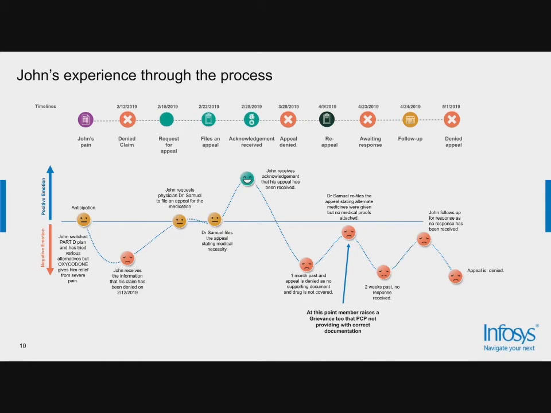The way our human memory works is that we remember peak experiences, and we only register the best and the worst experience. So in this situation, it registered for John that the health plan is not trustworthy.